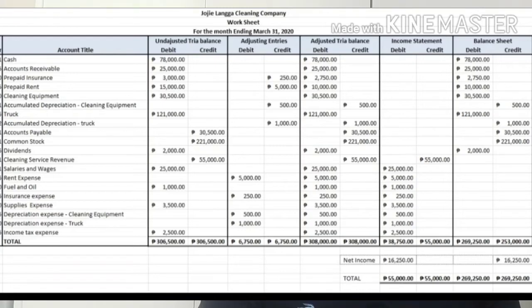78,000 for cash debit, 25,000 for accounts receivable debit, 2,750 prepaid insurance debit, prepaid rent 10,000, 30,500 cleaning equipment, and accumulated depreciation, cleaning equipment 500, truck 121,000, accounts payable 1,000, 30,500 for accumulated depreciation, truck 1,000, accounts payable 30,500, and common stock 21,000 in the credit side, and another 2,000 for dividends in the debit side.